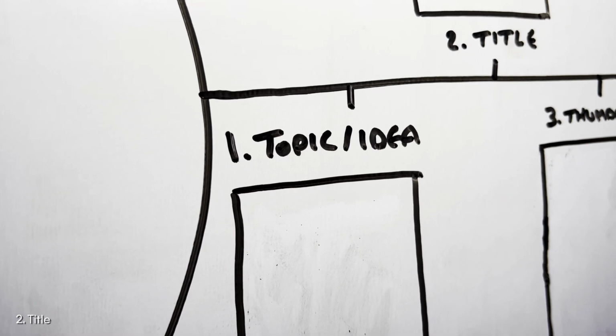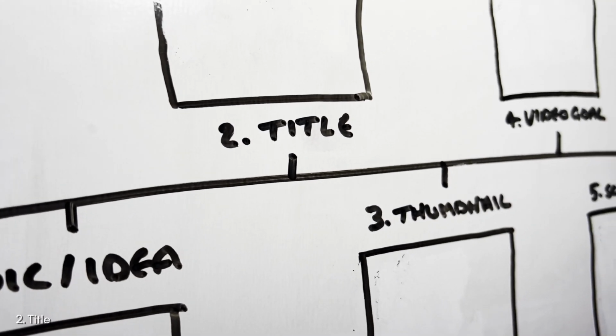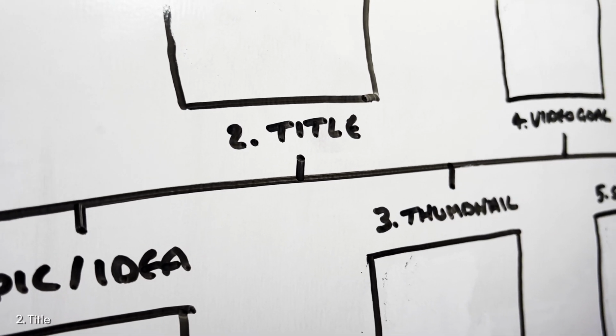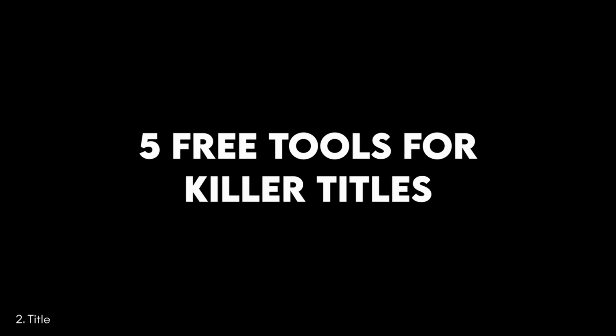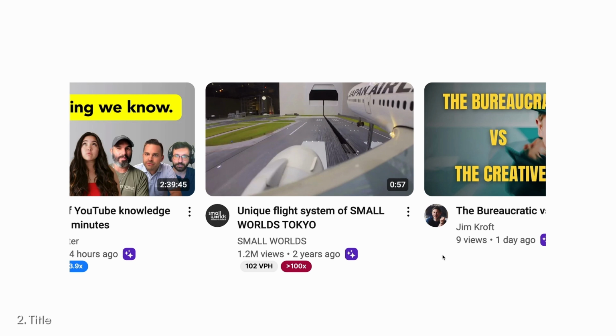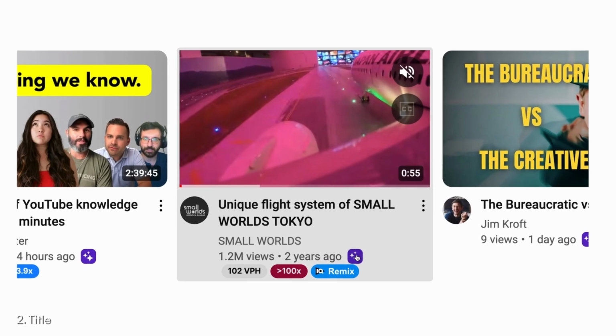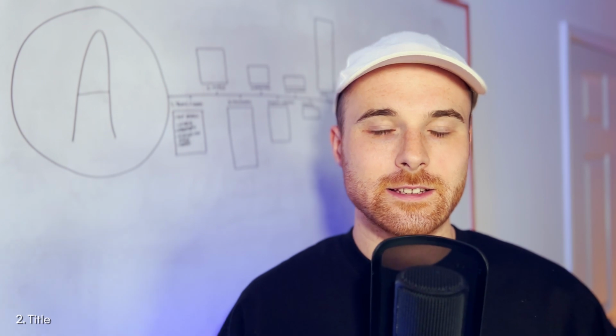Alright, now you have an idea for your video, it's time to come up with how to package it. The first place I like to start is coming up with a title, and there are 5 free tools that help you come up with killer titles for your videos. When we looked at outliers earlier, you might have noticed this funky looking purple icon next to the multiplier icon from the vidIQ plugin. Well, this purple icon is from another plugin that helps you to rewrite video titles for your niche, and it's really simple to use.